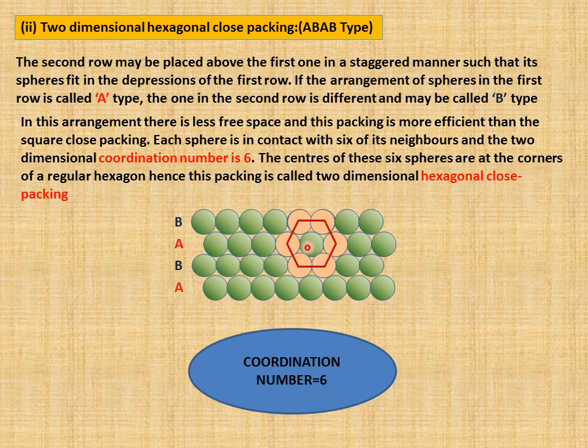See, I'll choose this particular constituent particle or sphere. You can see the neighboring spheres. See 1, 2, 3, 4, 5, 6. It appears like a hexagon and 6 in number. Therefore the coordination number is 6. Since it appears to be a hexagon, the name can be justified as hexagonal close packing. 2-dimensional hexagonal close packing, AB type.